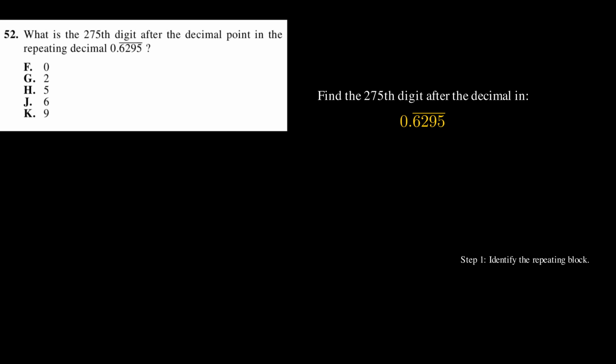All right, let's read the question carefully. What is the 275th digit after the decimal in 0 repeating 6295? The repeating block is 6295. That means the digits repeat in this pattern. How many digits are in the repeating block? There are 4 digits, so the pattern repeats every 4 digits. That's the key idea. Every 4 digits, the pattern resets.